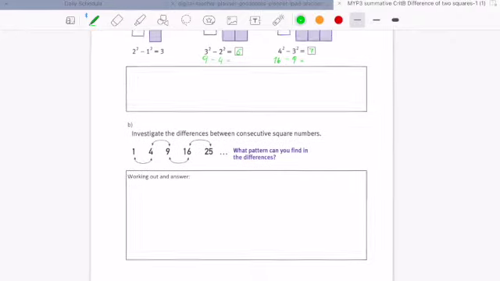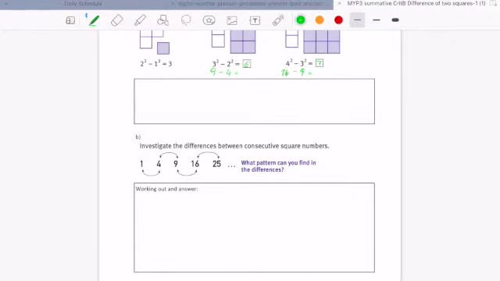B. Here it asks you to investigate the differences between consecutive square numbers. Consecutive means numbers that are added by 1. So 1 plus 1 is 2, plus 1 is 3, plus 1 is 4, plus 1 is 5. So 1, 2, 3, 4, 5, 6, 7, they are consecutive numbers. And consecutive square numbers are written down here.